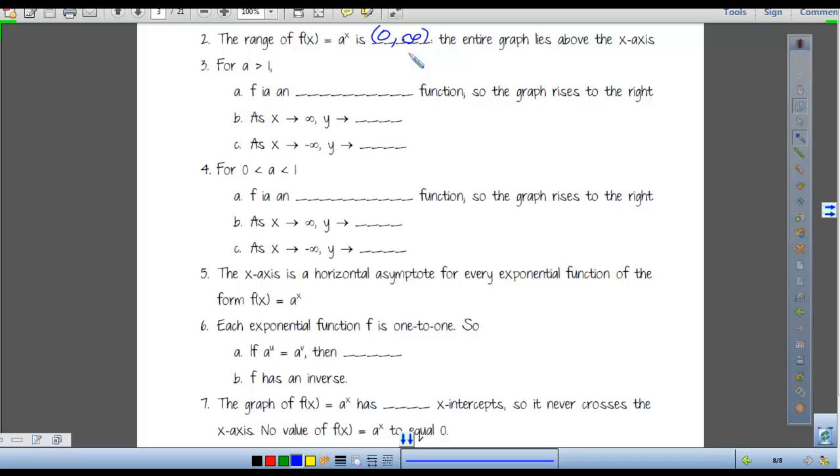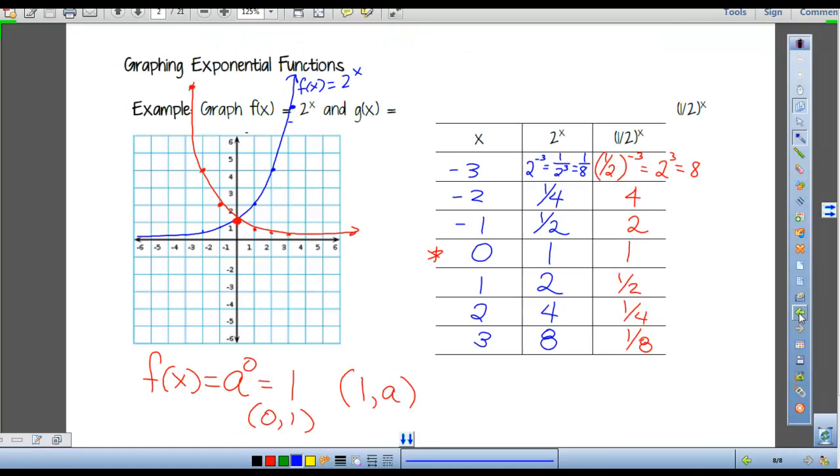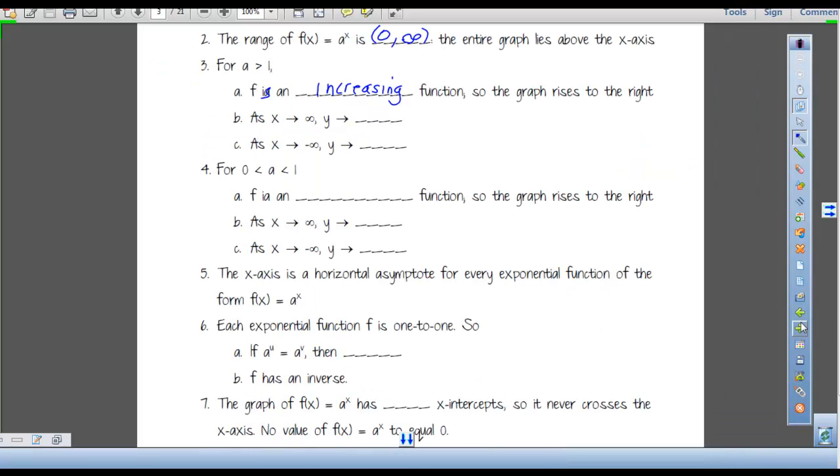For a greater than 1, f is an increasing function. So the graph rises to the right. That's what we saw here. For this one, as we go to the right, the function is increasing. As x goes towards infinity, y goes towards infinity. As x goes towards minus infinity, y goes what? 0. Very good. Because that was kind of like an asymptote for the graph.